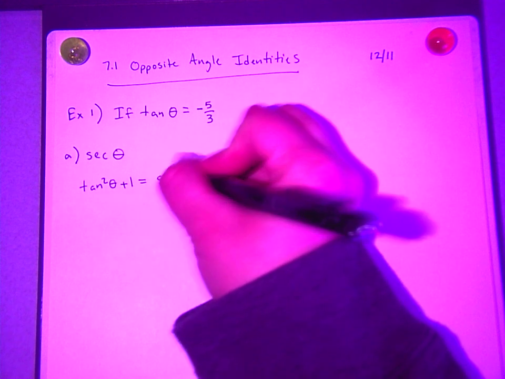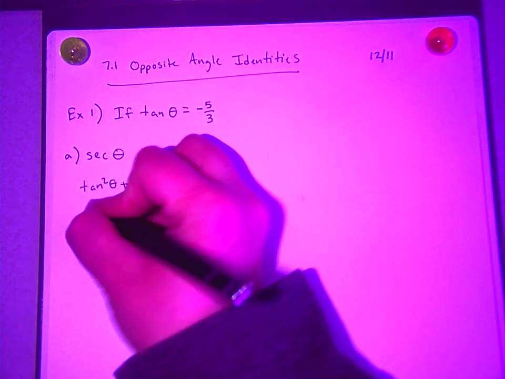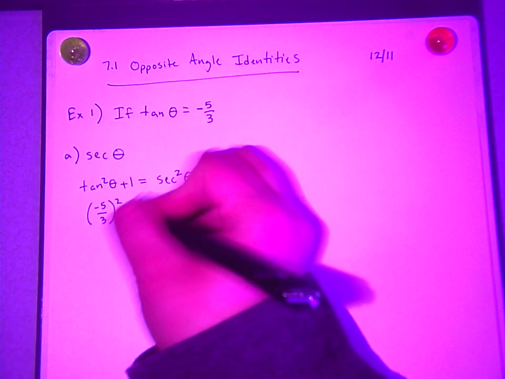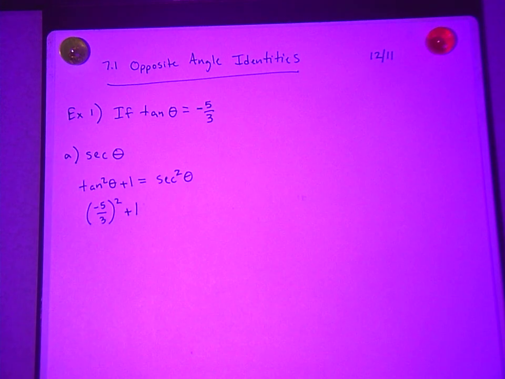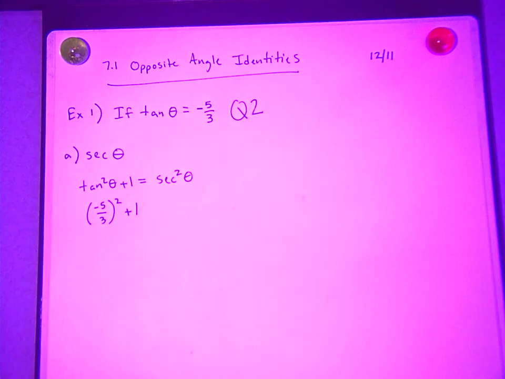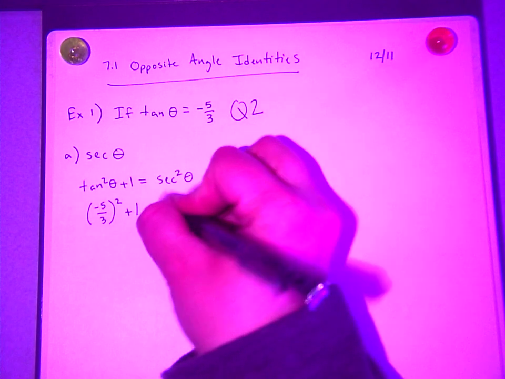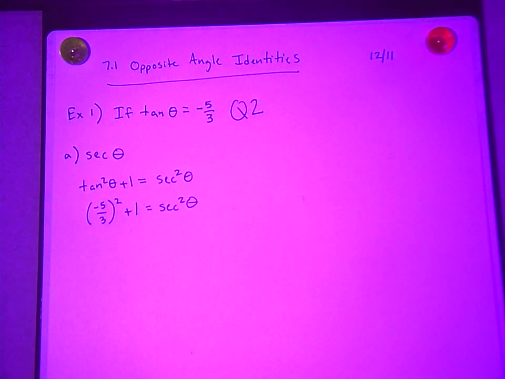Squared theta. All right, so I'm just going to fill this in. That would be negative 5/3 squared plus 1. Oh, I forgot to tell you, this is going to be in quadrant 2. Equals secant squared theta. Now what should I do to figure out what secant is?